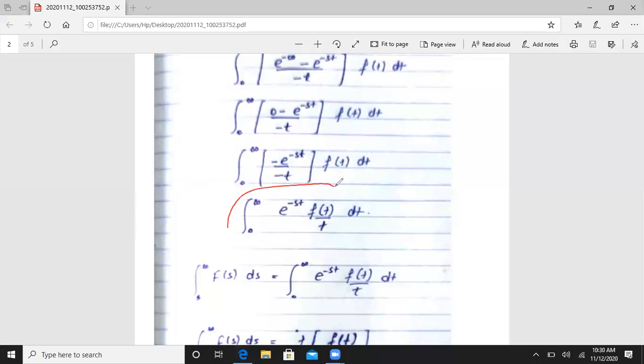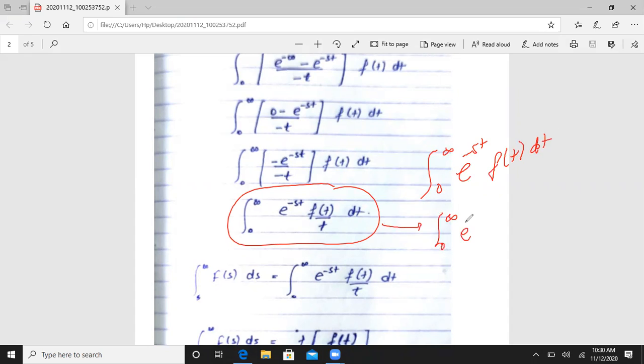So you guys already know our integration definition, the Laplace transformation definition, that is integration over 0 to infinity e to the power minus st f of t dt. Here we get integration over 0 to infinity e to the power minus st f of t by t into dt. This function we write as the Laplace transformation of f of t by t into dt.